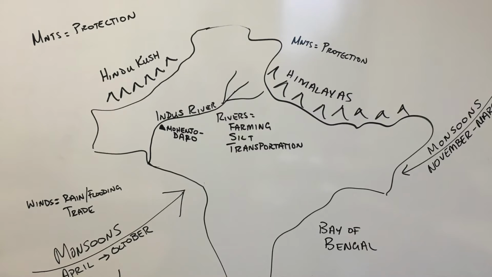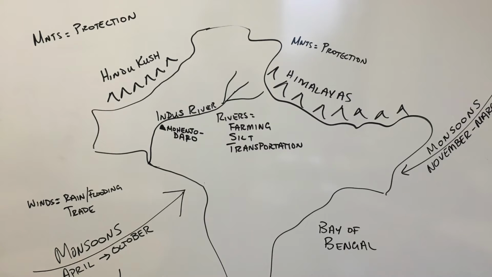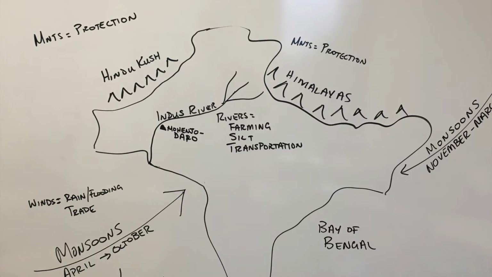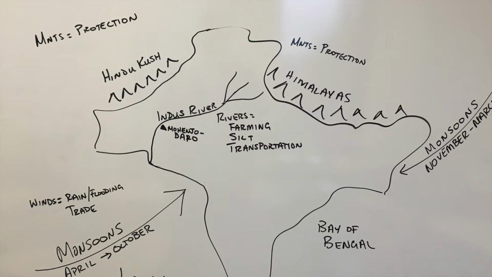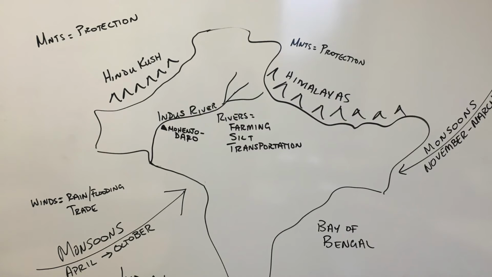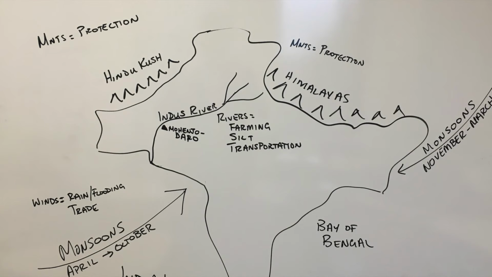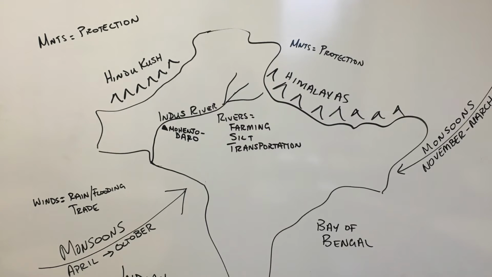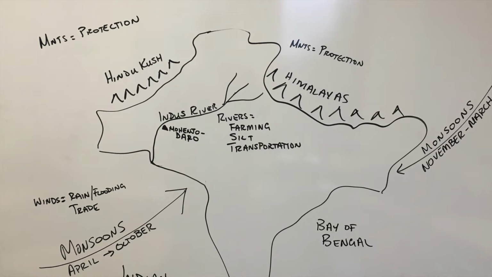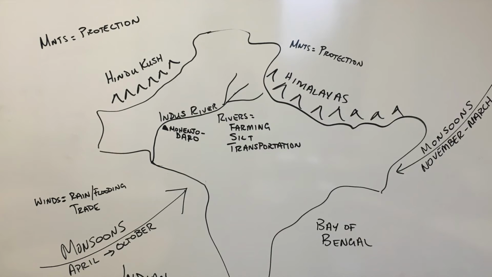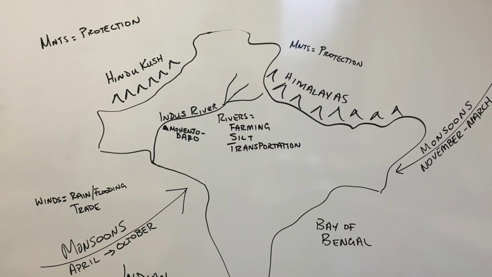So, as you can see in the map, India is what we call a subcontinent. A subcontinent is an area of land that is kind of separate from the rest of the land around it. India is separated from the rest of the land by these two mountain ranges. You see in the northwest we have the Hindu Kush, and in the northeast we have the Himalayas. Obviously huge mountains. They're going to provide protection for the people of India. They also are a natural barrier from the rest of the land. So that's going to be important.